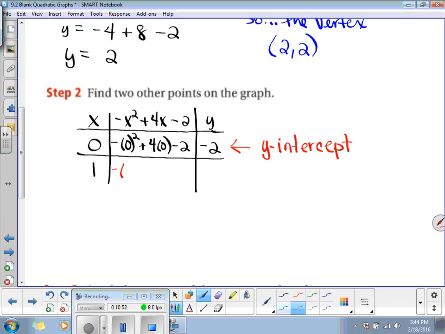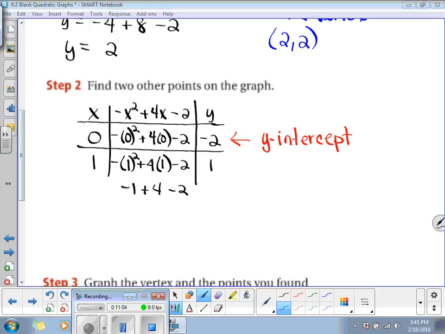All right, so one more point. We've got negative 1 squared plus 4 times 1 minus 2. All right, so there are your two other points on your function table.